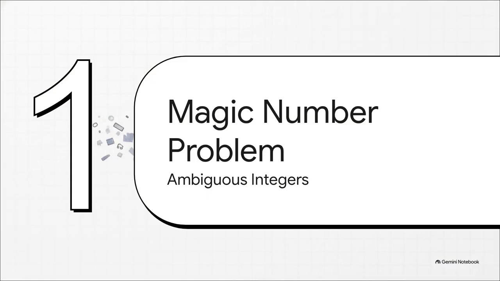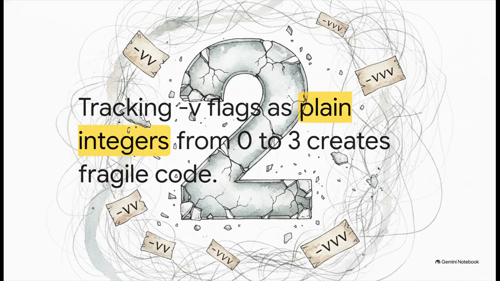Section 1. The magic number problem. You know the drill. You're tracking command line verbosity flags, typing -v, -vv, or maybe -vvv, and traditionally, you just store that as a plain integer, usually counting from 0 to 3. But here's the massive architectural weakness. Tracking these flags as a raw integer creates a fragile magic number. Having a random 2 sitting in your config is incredibly hard to read because it completely lacks semantic meaning. It forces anyone reading your code to just guess what 2 actually represents for logging.